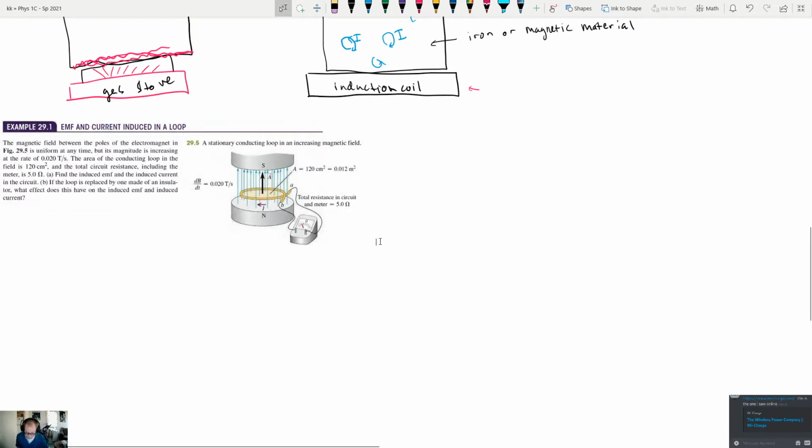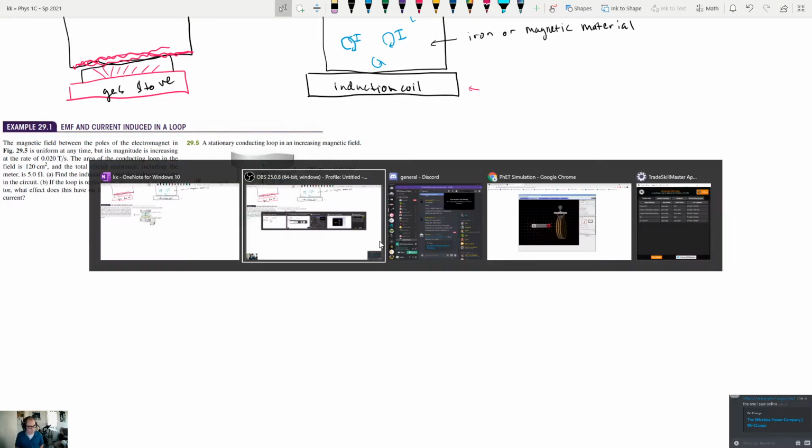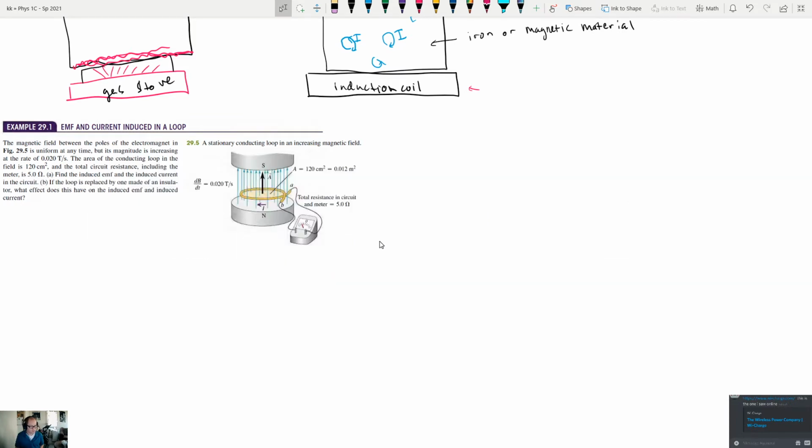Okay, so this problem is from your textbook. It's called EMF and Current Induced in Loop. It says the magnetic field, you can hear me okay, right? Yeah, we can. All right. Magnetic field between the poles of an electromagnet is shown there. It's uniform at any time, but its magnitude is increasing at a rate of 0.02 teslas per second.